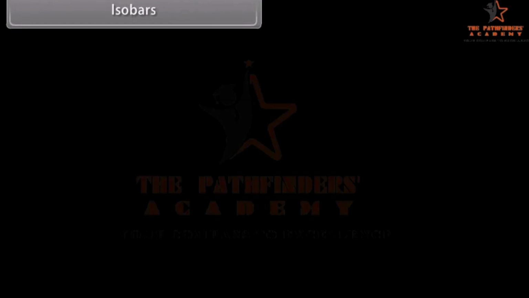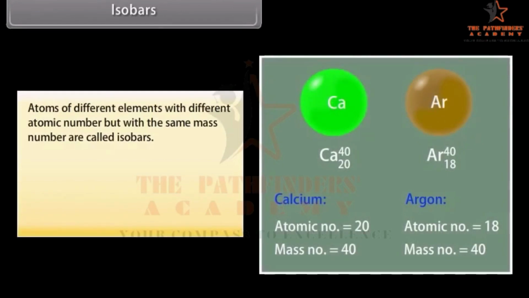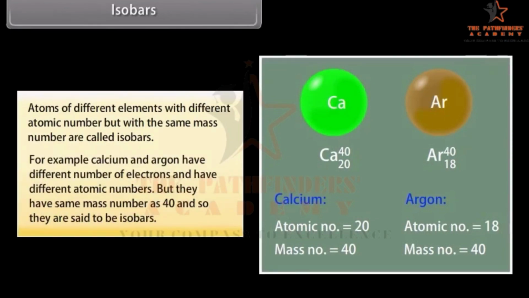Isobars. Atoms of different elements with different atomic numbers but with the same mass number are called isobars. For example, calcium and argon have different numbers of electrons and different atomic numbers, but they have the same mass number, 40, and so they are said to be isobars.